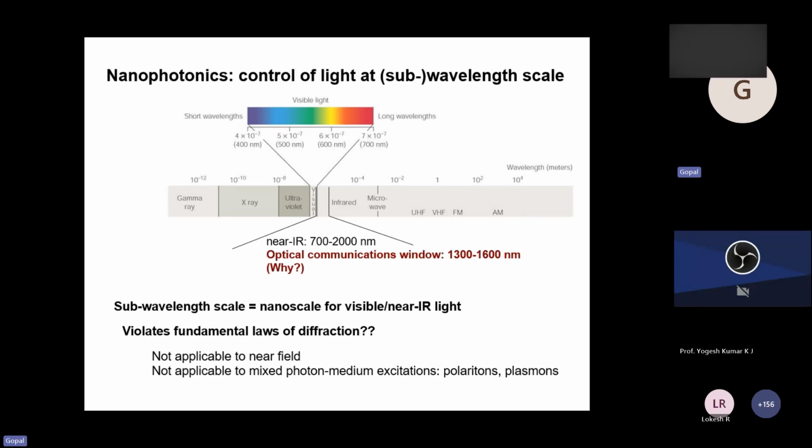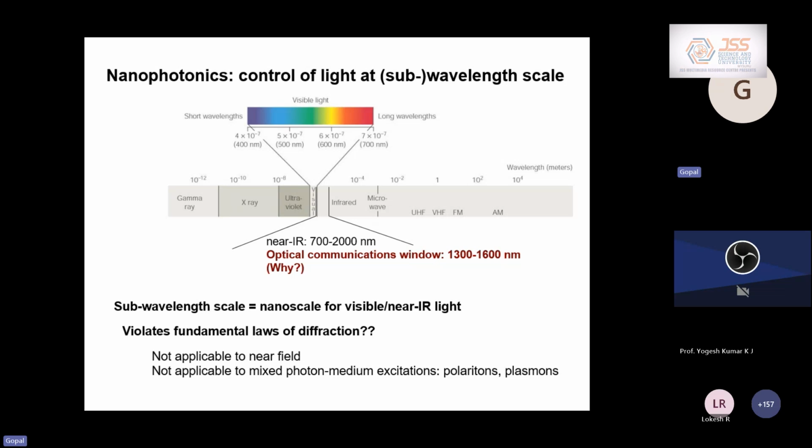Again, this is where the communication window, which you all know, but for plasmonics it is sub-wavelength scale, nanoscale for visible near infrared light. Here there's one question. Sometimes you feel it violates the fundamental laws of diffraction, but that is not true. The wavelengths are in hundreds of nanometers, visible up to say 700 nanometer, but your nanomaterials or nanostructures will be 10 nanometer, 20 nanometer. So you may feel there is an order of magnitude difference, but still there is diffraction.